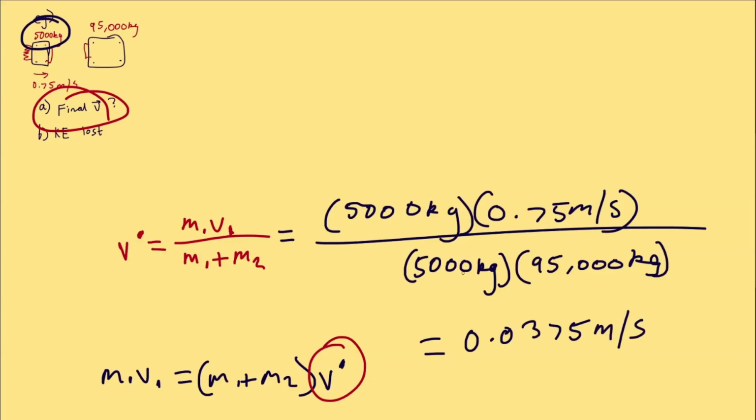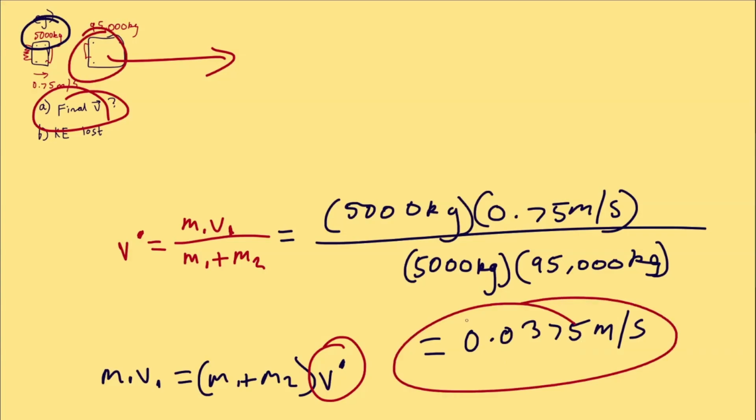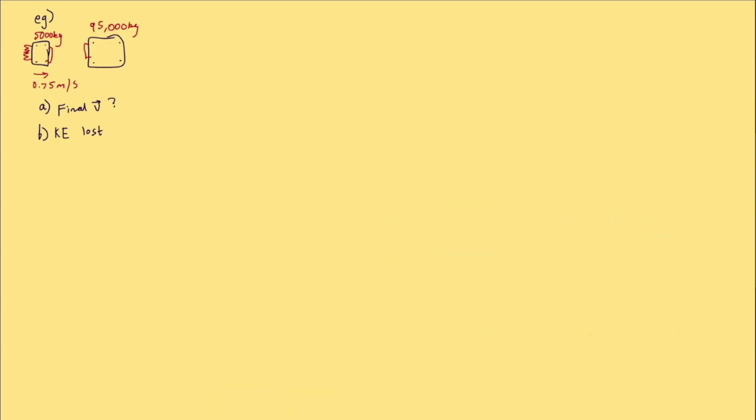So after they collide and stick together, they float as one object at this speed, which is a lot slower than initially. But that makes sense because when they collide and stick together, the space station is very heavy, so it will slow down. Okay, what about question 2?